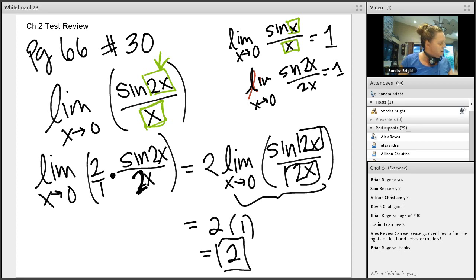Yes. Can you find an example for me? Let's see what section left end behavior models was. Because most of the time we might ask you to find just the end behavior model, and that's when you just simplify whatever it is. But when we ask for a left end or a right end, we usually give it to you, I think.